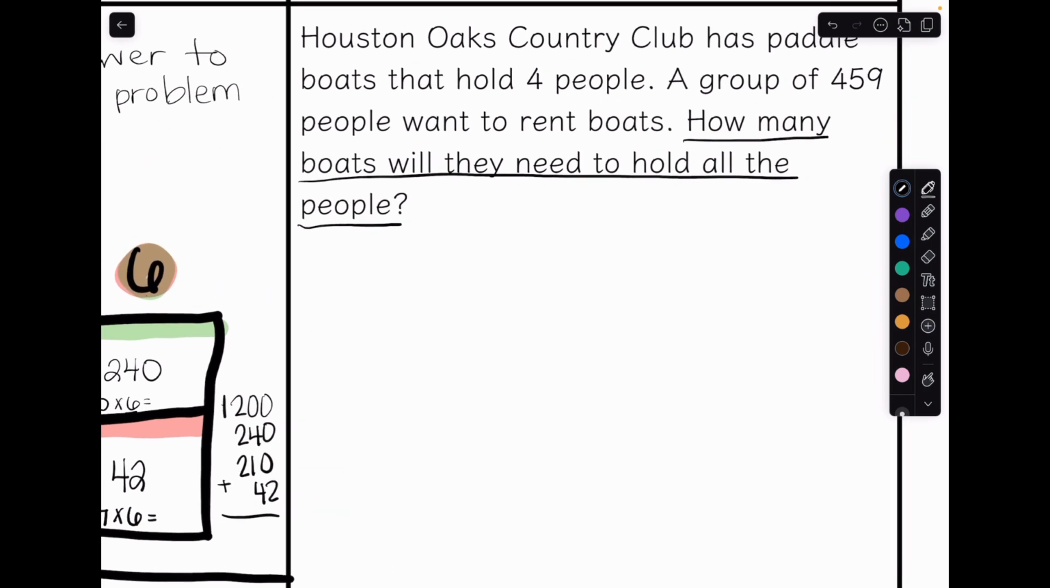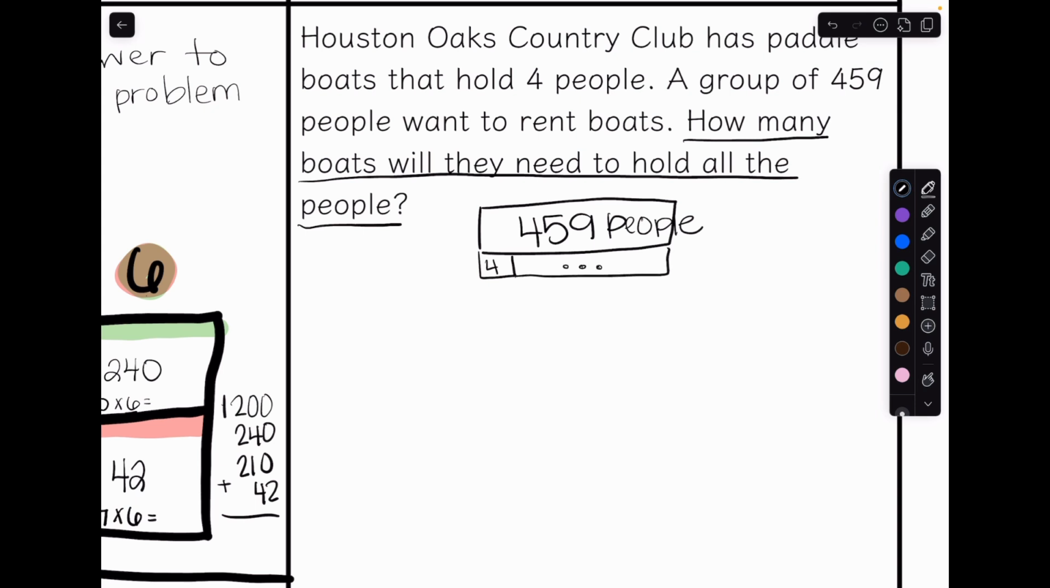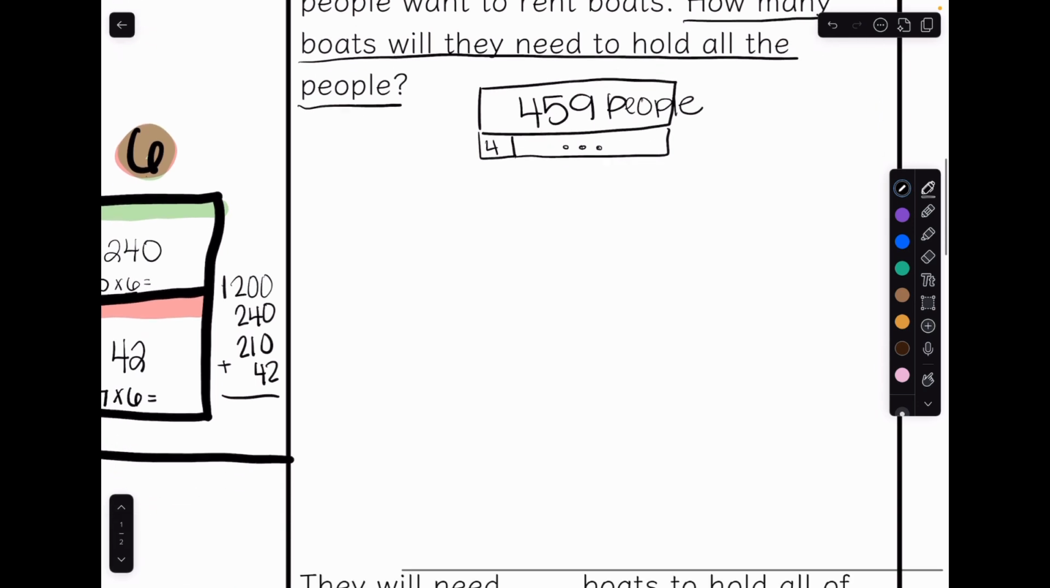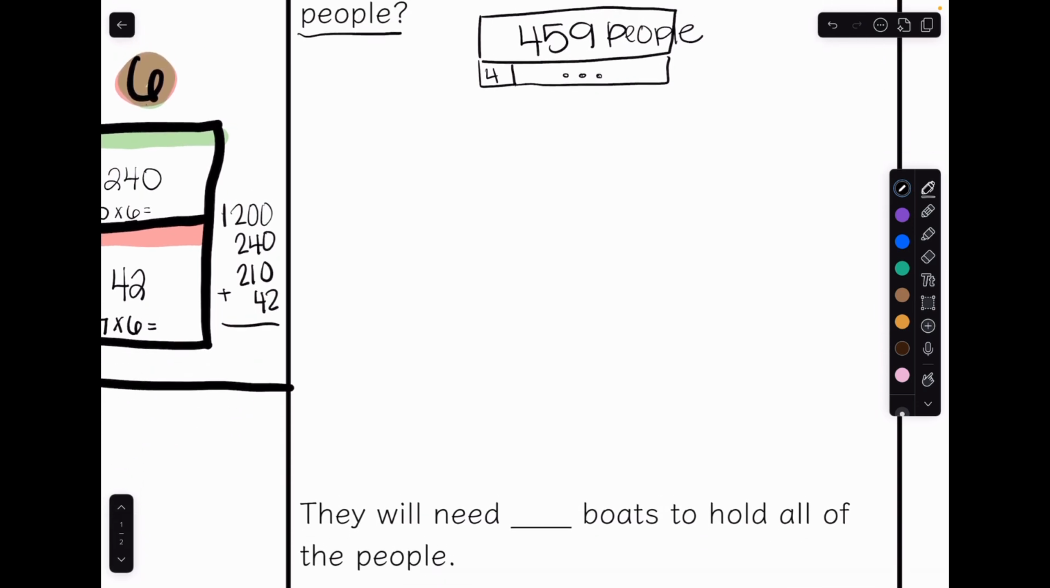We know that our total is 459 people. And then on one boat, 4 people can fit. And we don't know how many groups or how many boats we're going to need to rent. That's what we're trying to figure out. That's how we answer our question. So we're going to divide 459 divided by 4. Okay, and then we just go through the standard algorithm process.